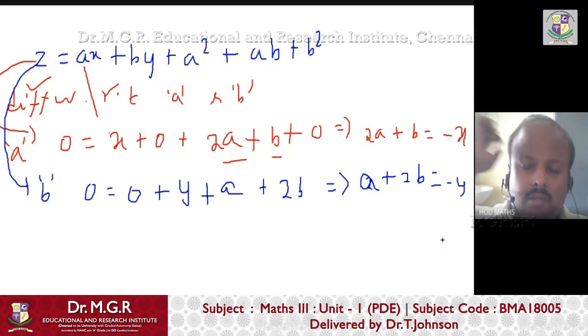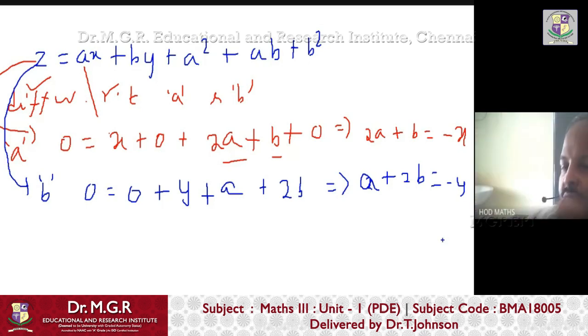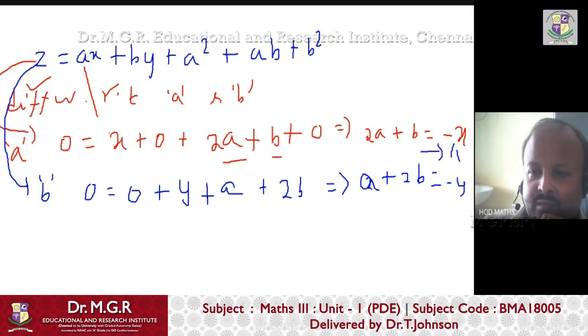Right? So hereafter how to proceed? Very simple. What you need is a in terms of x and y, and b in terms of x and y, so that you can replace a and b with x and y in the complete solution. Now listen carefully. What is the first equation? 2a plus b equals minus x. I name this equation 1, and I name this equation 2.